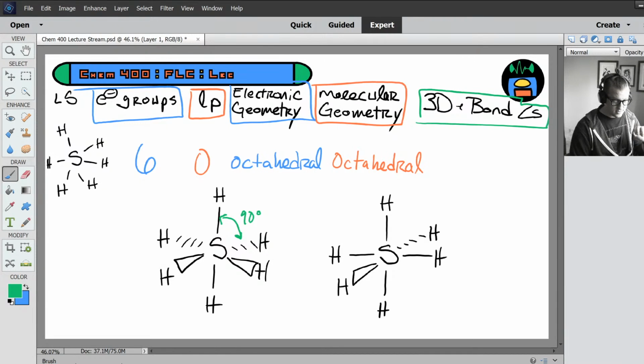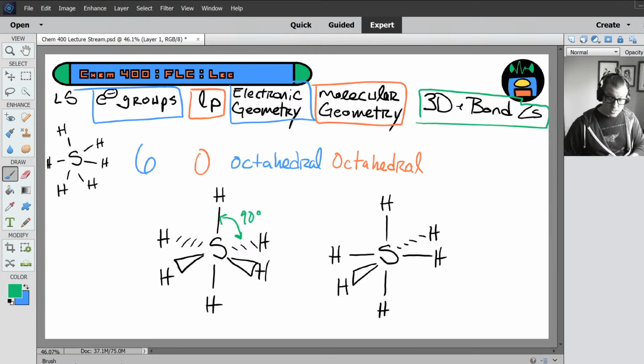This molecule is the same shape as those dice, where you have an H on every vertex of that shape. So if you've played D&D and you've thrown a D8, you've held an octahedron in your hand. If you haven't played D&D, you should go do it for chemistry class so you can visualize what octahedral geometry looks like.